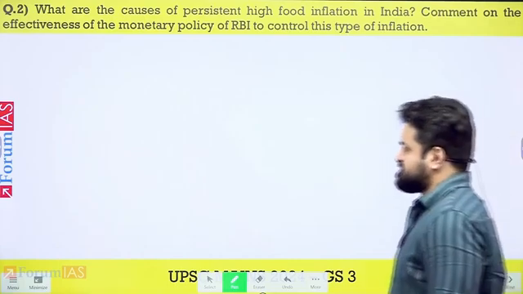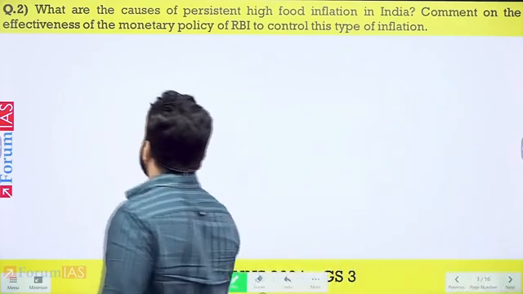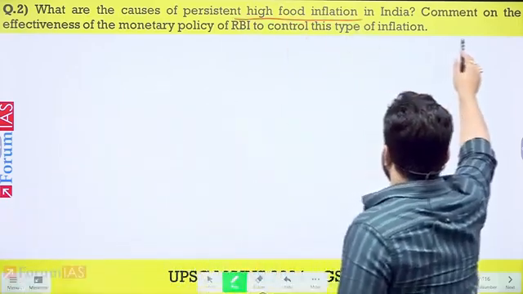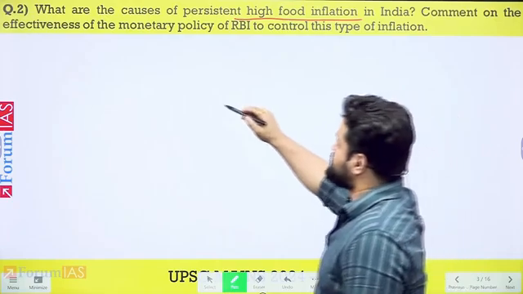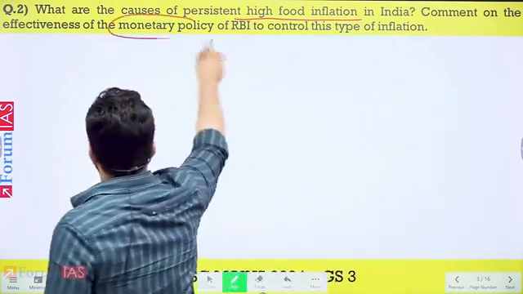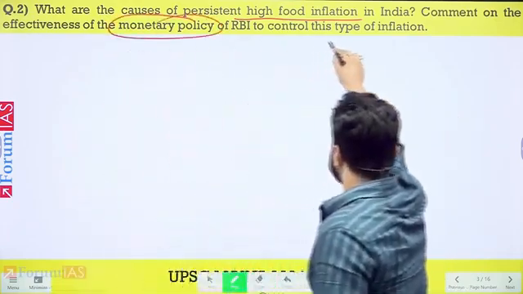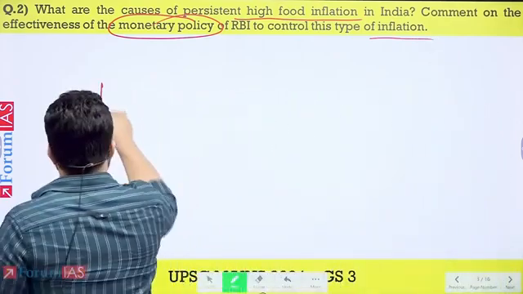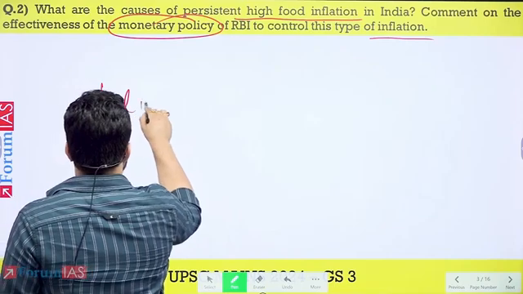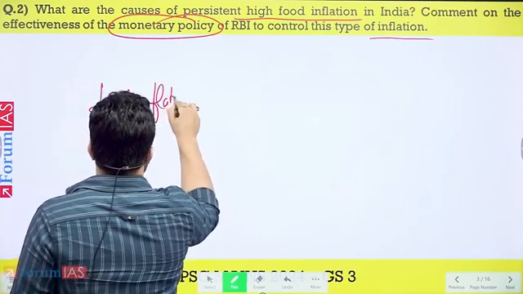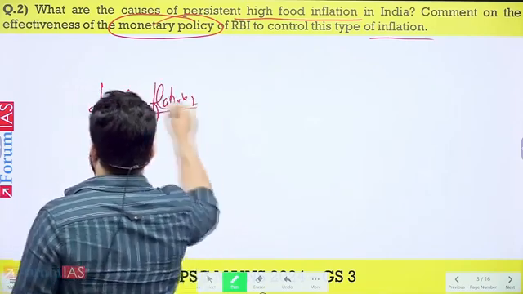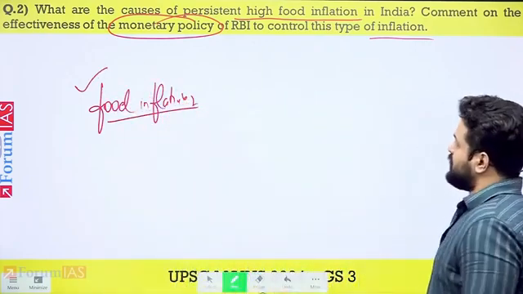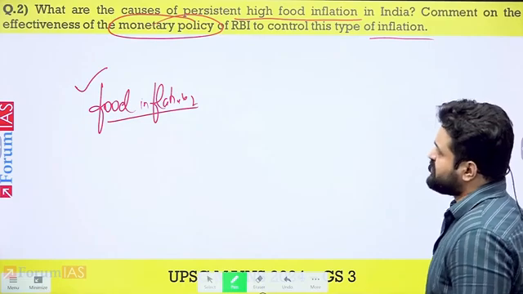Okay, now just see this question. What are the causes of persistent high food inflation in India? Comment on the effectiveness of the monetary policy of RBI to control this type of inflation. So basically, a question on the factors responsible for high food inflation in India. Okay, and the second part is also somewhat conceptual. That requires an understanding of monetary policy.